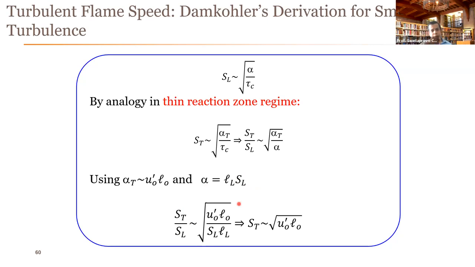the ratio of your turbulent diffusivity to thermal diffusivity, which scales as essentially the square root of the Reynolds number. Remember from our previous discussions, this is essentially the Reynolds number. Okay, so in a nutshell, ST should scale as the square root of u prime times L, that is the RMS of fluctuating velocity times the integral length scale, and square root over that. Does it hold? We'll see.